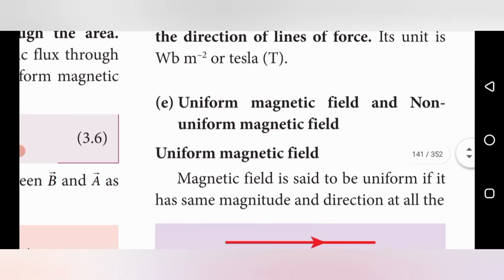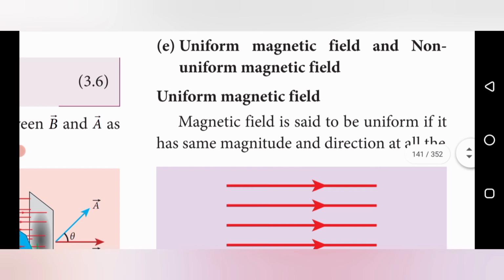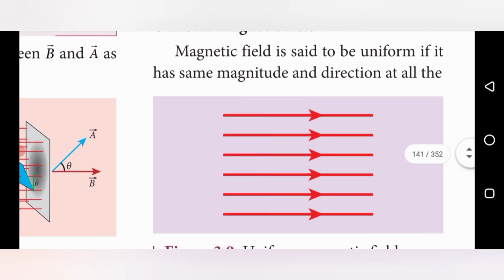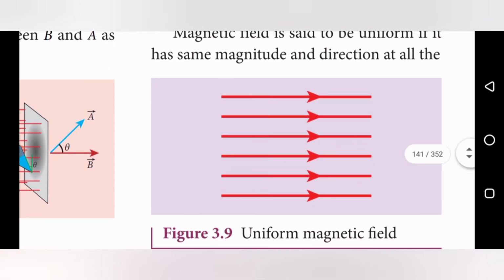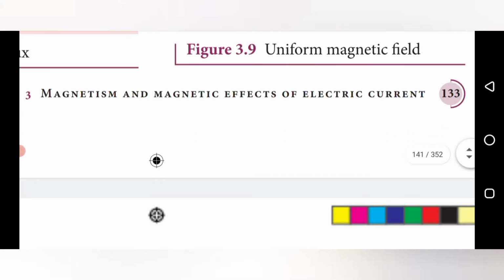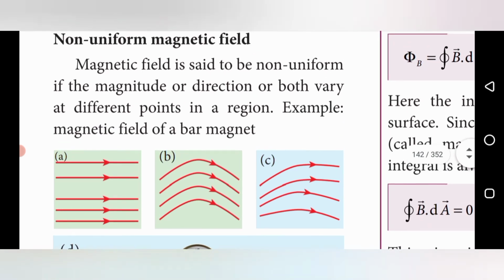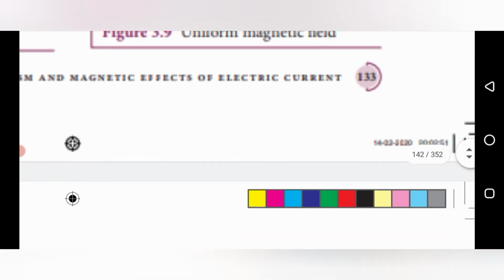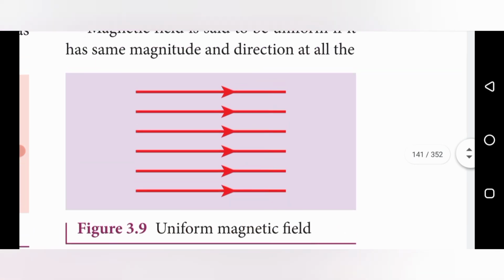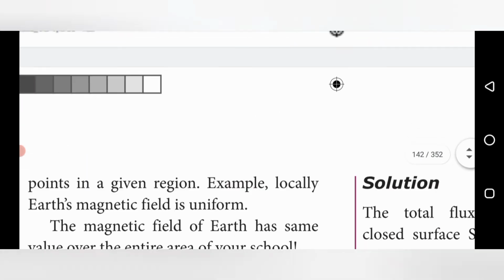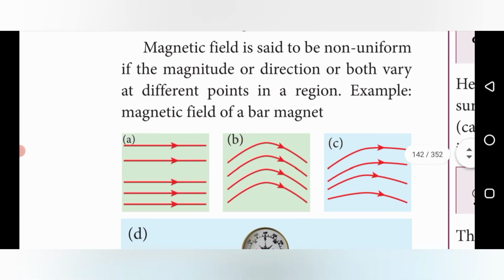The last topic is uniform magnetic field and non-uniform magnetic field. Here they are arranged as a uniform magnetic field. All the lines have the same magnitude and the same direction, and that is considered a uniform magnetic field. Here they are equally spaced, the magnitude is the same for all, and they go in the same direction.